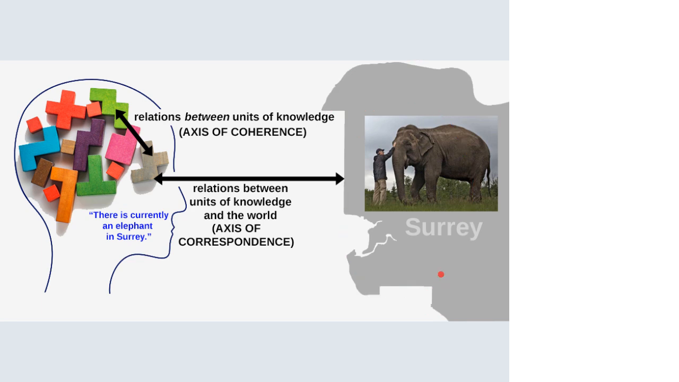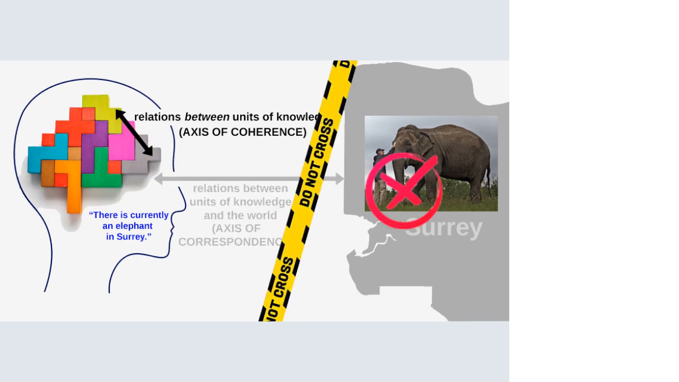We're not going to be interested in figuring out whether there's an elephant in Surrey. We're only going to be interested in figuring out how that claim, that proposition, could relate to other propositions. So here I've put a do not cross border. You can imagine logic is the ultimate lockdown. If we're in a pandemic lockdown, it's the ultimate lockdown discipline, because we're not concerned with going out into the world and checking. We're just going to see how these different units of knowledge relate to one another.